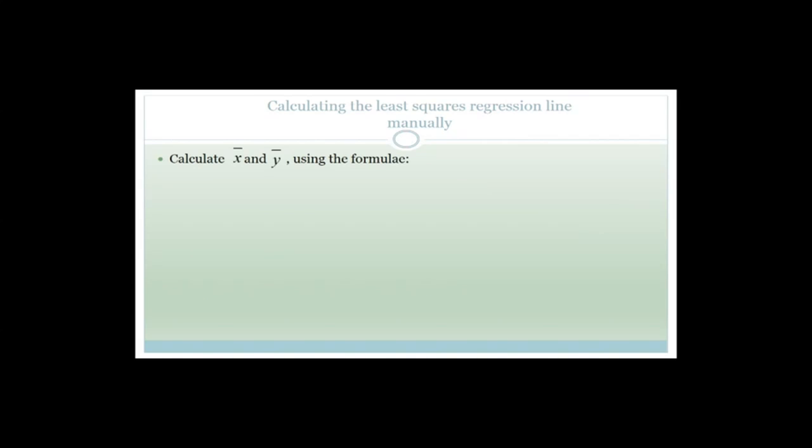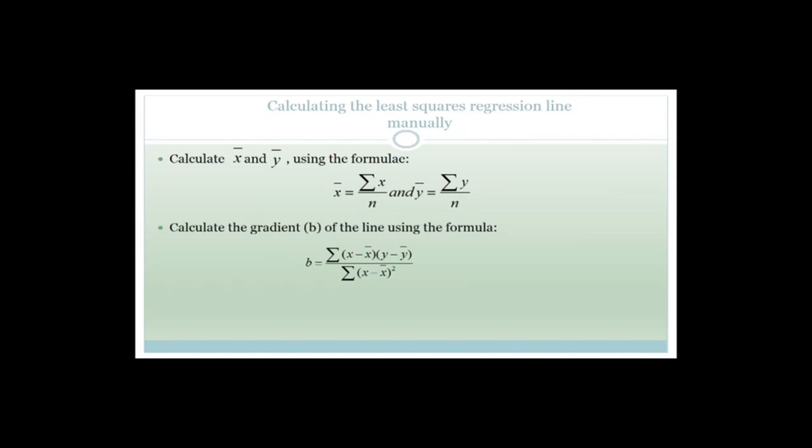So what we do is calculate the average x and the average y using a formula. The average x is the sum of x divided by n, and the average y is the sum of y divided by n. Pretty obvious, right? Then you calculate the gradient of the line using this formula: the sum of x minus the average x multiplied by y minus the average y, all divided by the sum of x minus x average all squared. Let's say we have 4 points. We would find the first x value minus the average times the first y value minus the average, multiply them together, and add these up for each point. Divide by the sum of x minus x average all squared, and that gives you the b that we were talking about.